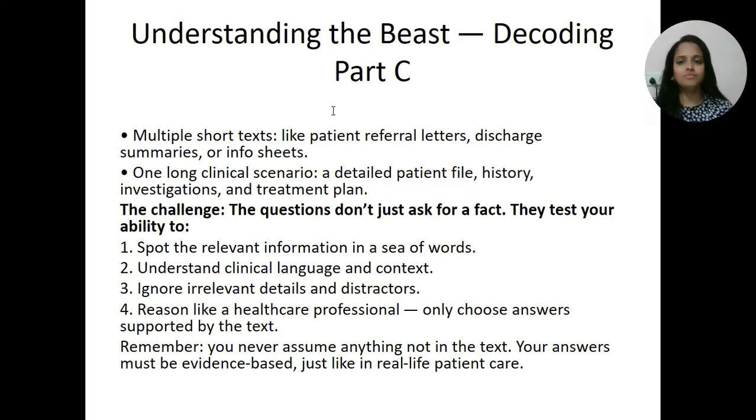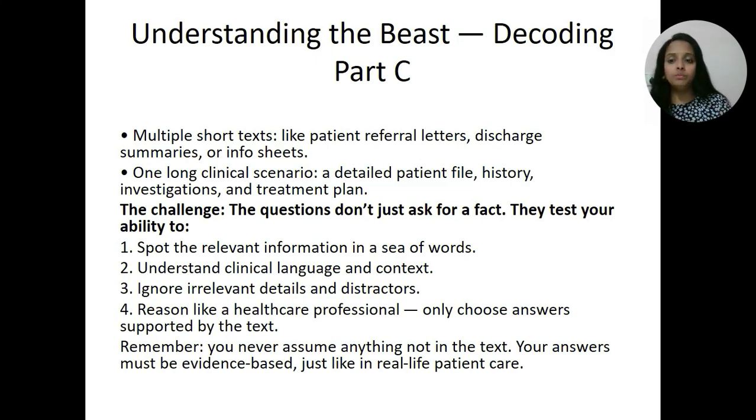But here is the challenge: the questions don't just ask for a fact, they test your ability to spot the relevant information in a sea of words. So you have to understand clinical language and context and try to ignore irrelevant details and distractors. Reason like a healthcare professional. That's how you have to choose your answers, supported by the text. And remember, you never assume anything not in the text. Your answers must be evidence based, just like in real life patient care.